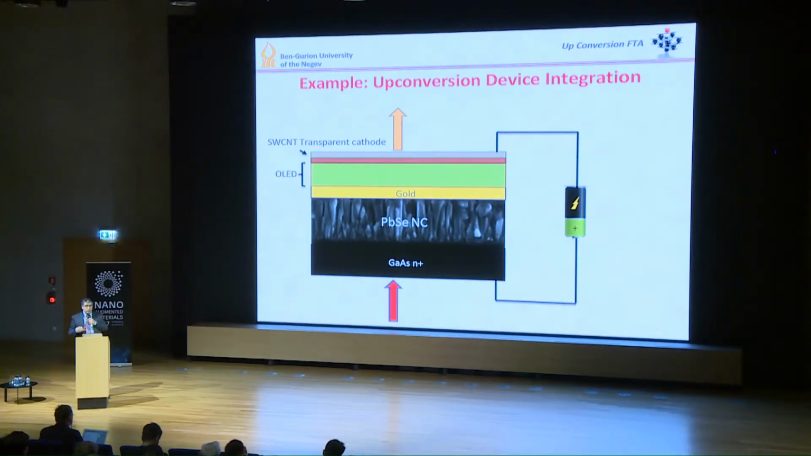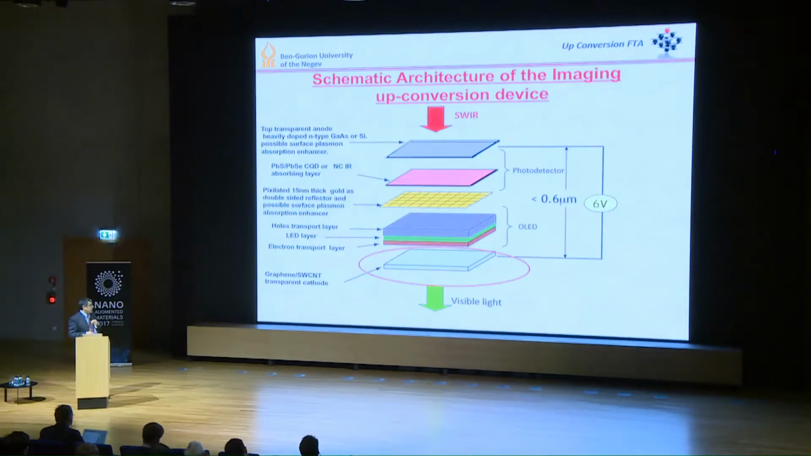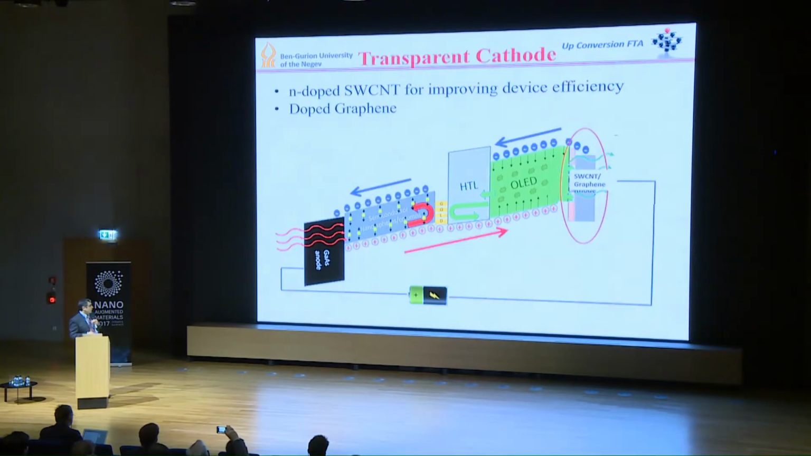I will not get into all the detail because this is not the focus of our talk, but the idea is to have a very thin device so the electron and the hole will have a very short path to travel in order to maintain the fidelity of the image. So the device looks like this. This is the structure.